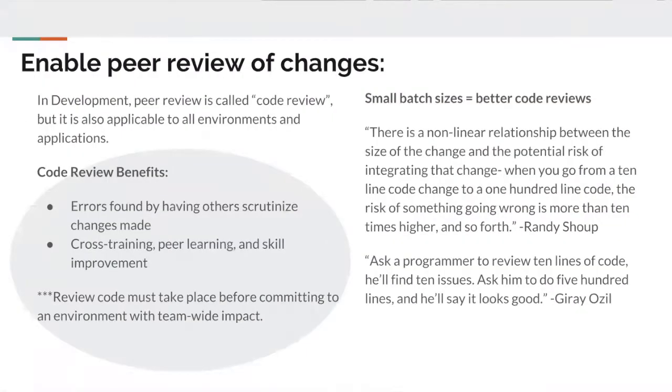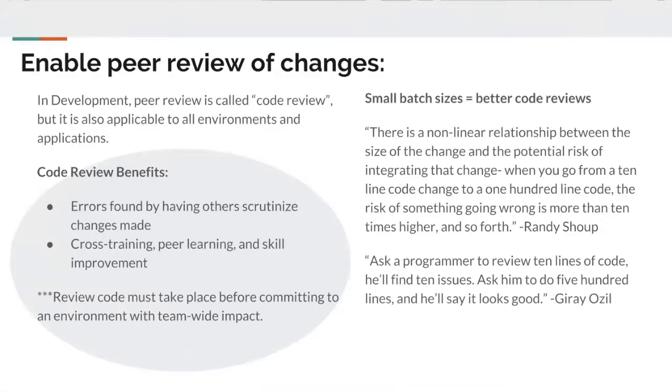This is Alyssa Hundley, and my section is Enable Peer Review of Changes. In development, peer review is called code review. It is also applicable to all environments and applications. The code review benefits are that errors are found by having others scrutinize changes made, and cross-training, peer learning, and skill improvement also happen with code review.